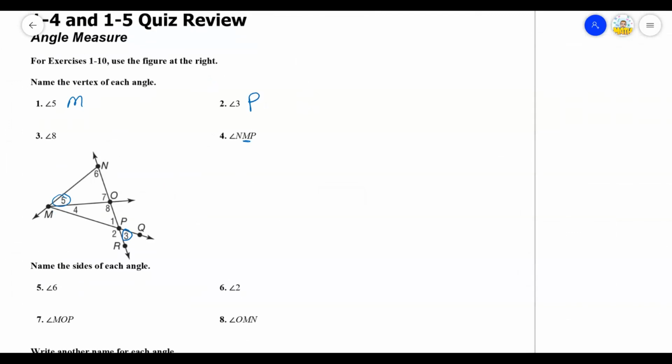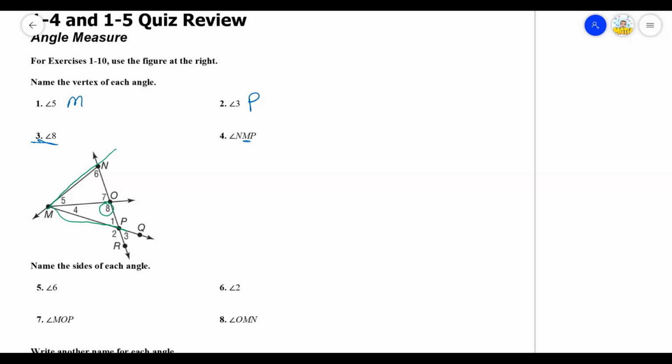Okay, all right, so let's try the next 2 on our own. Let's answer those in the Ed puzzle. Let's name the vertex of angle 8. We'll take a look at where he lives and see if we can name the vertex there. So angle 8 is down here. And then we also want to look at angle NMP. So we've got angle 8 here, and then angle N to M to P, which is sort of a combination of angles 5 and 4. So let's see if we can name those 2 vertices in the Ed puzzle.